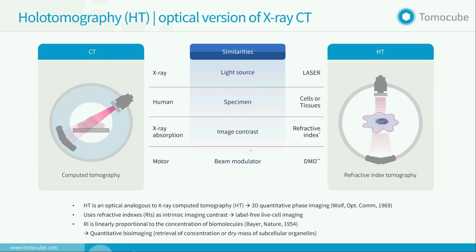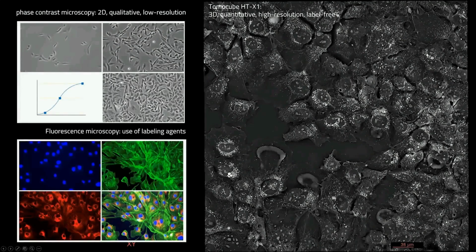So using HT, you can visualize the live cell, unlabeled cell, in 3D in quantitative numbers. If you look at the right-hand side, you can see the still shot of the live cancer cell line. You can see cell membrane and nucleus membrane, nucleoli, mitochondria, and those whitish spheres correspond to the lipid droplets.